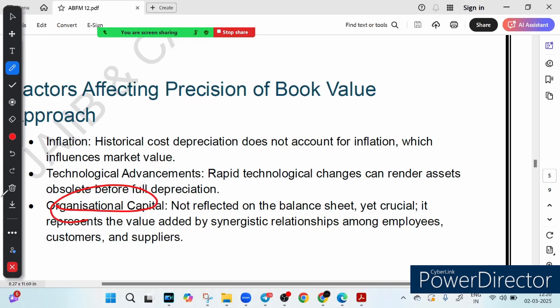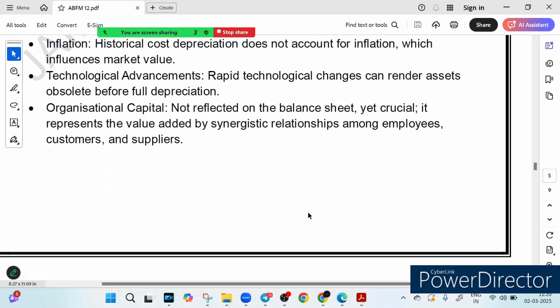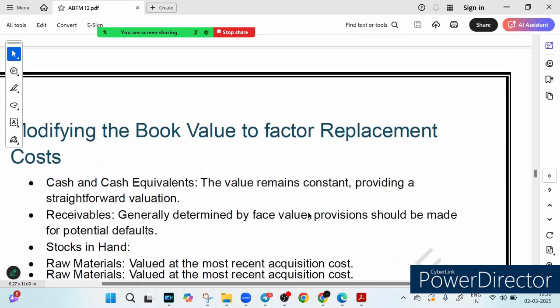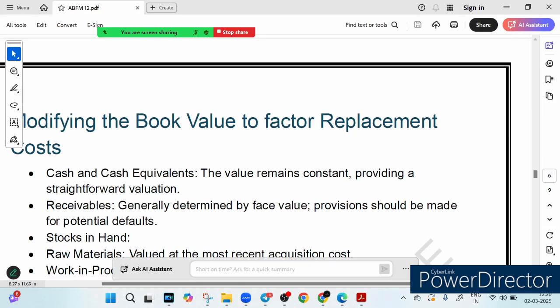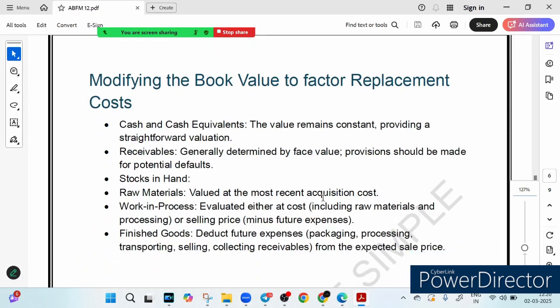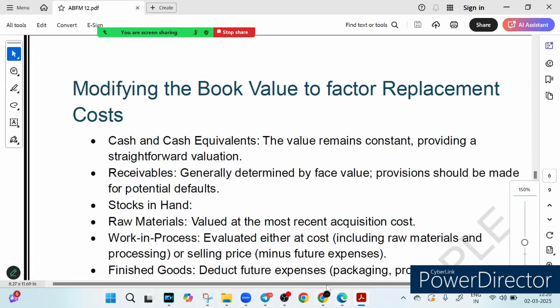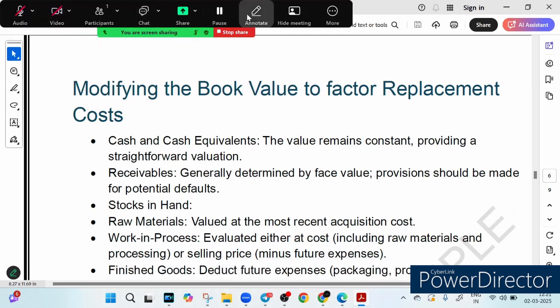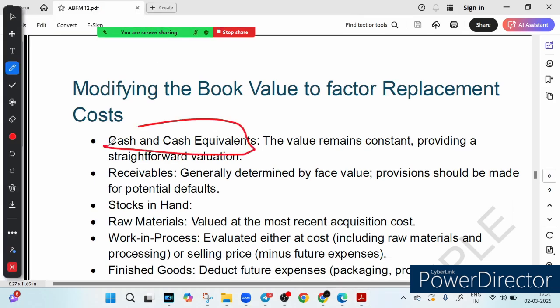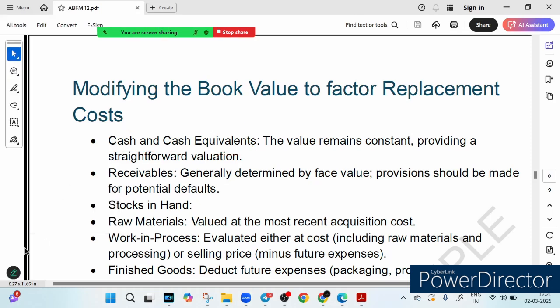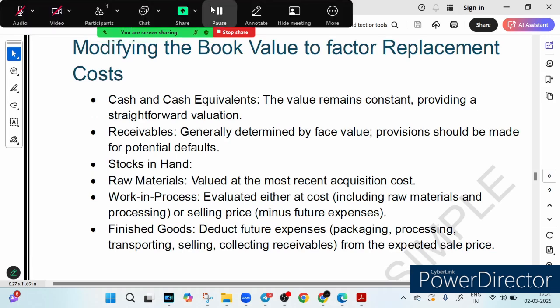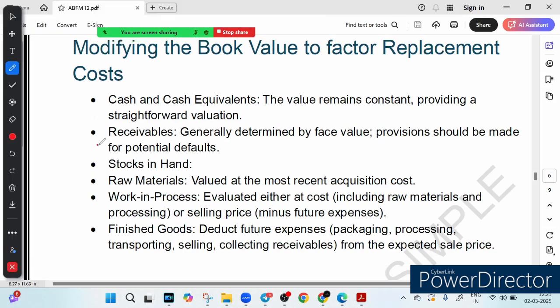So to get a more accurate value, we change the book value by considering the replacement cost, right? So we are modifying the book value by considering the replacement cost. This is a very important thing. So how do we do it? First of all, we look at cash and cash equivalents. What does it mean? No change is needed because cash is always cash. So we do not replace it, right? We do not need to factor it anymore because cash is always cash. What about the receivable? Do you know the meaning of receivable?